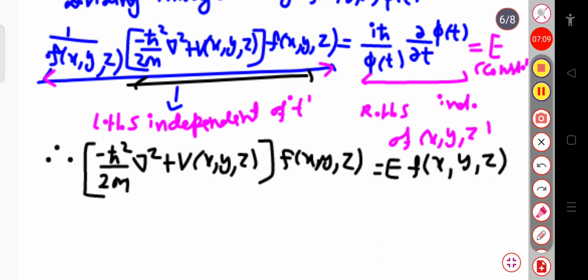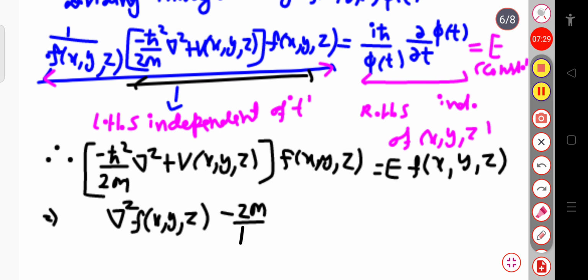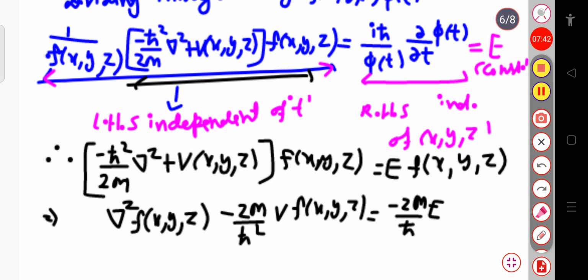Now if I solve it further, if I divide by minus h cut square by 2m throughout, that is multiplying by minus 2m by h cut square throughout, we can write this is your delta square f of xyz, and here this will be minus 2m by h cut square v into f of xyz, and that is equal to minus 2m by h cut square into e into f of xyz.